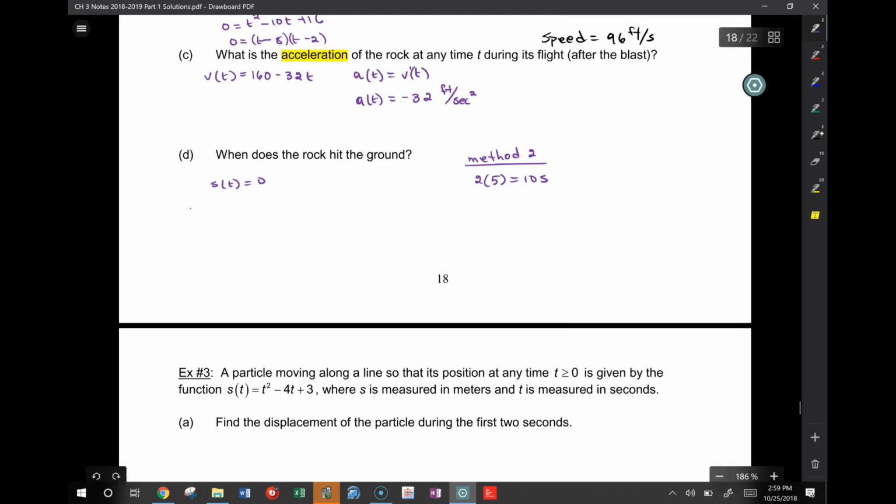Or we know that when it hits the ground, its position is 0. So that means 160t minus 16t squared is equal to 0. Right? And again, if you take out a t, it's 160 minus 16t is equal to 0. From here, I get that t equals 0. From here, I get that t is equal to 10. So again, it's on the ground twice. One at t equals 0, which is when the problem started, and then one at t equals 10, which is when it got back. Okay? All right.